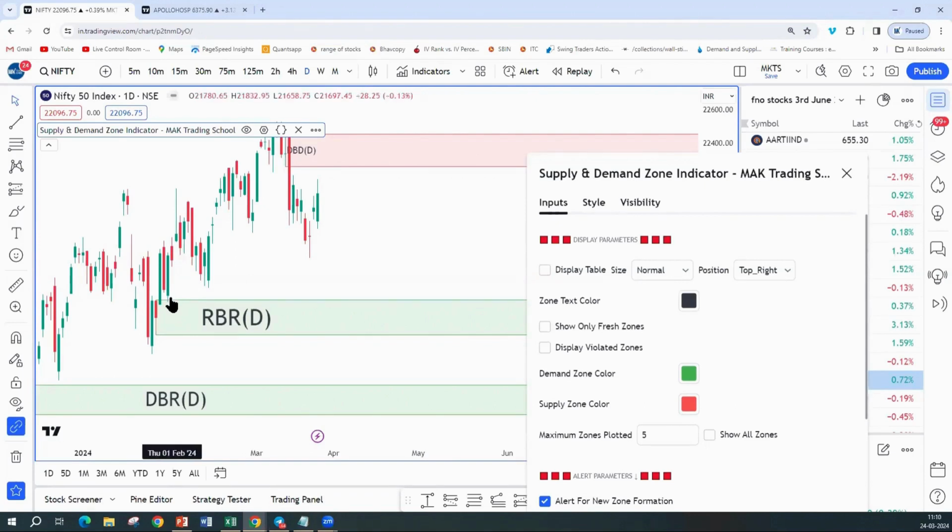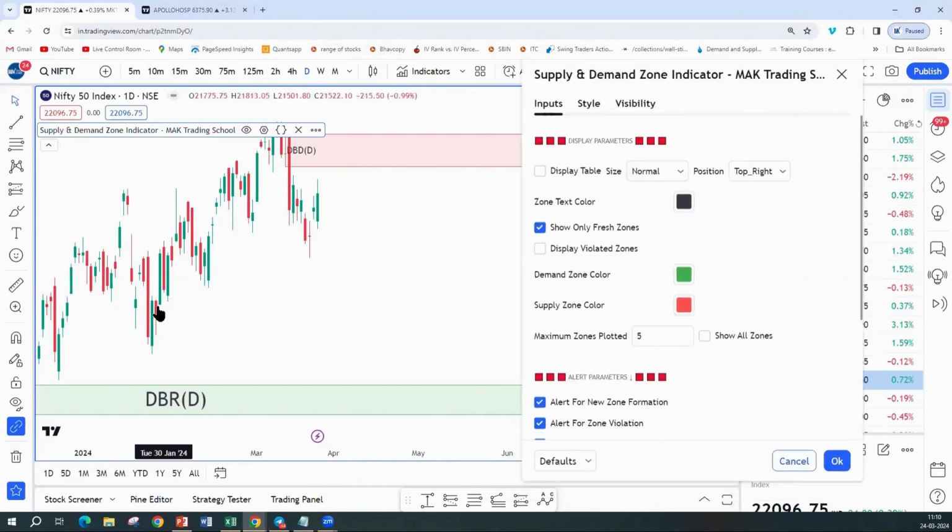Sumit, can you see this green candle wick? The candle on 30th Jan came close but did not test. But 31st Jan has tested it. So if I say show only fresh levels, can you see it has not marked that demand zone now?